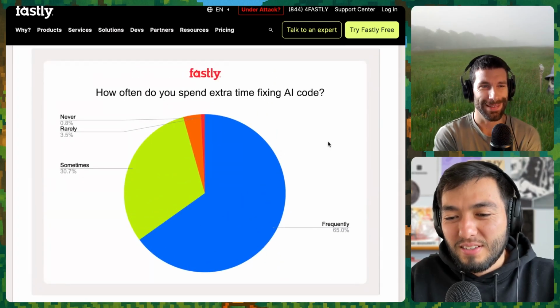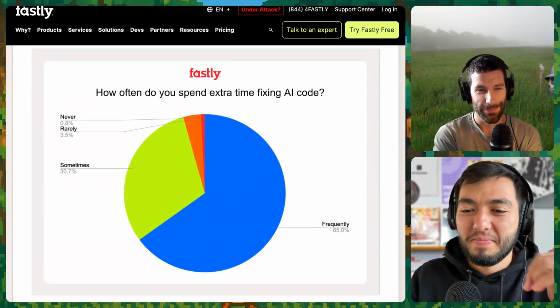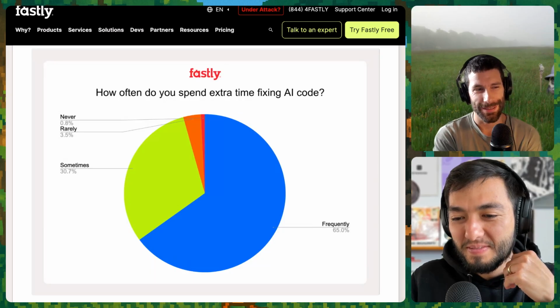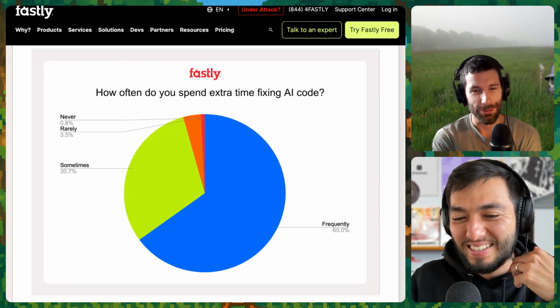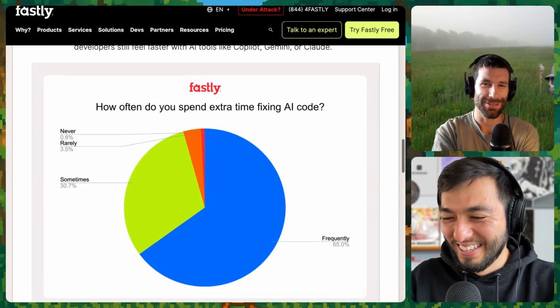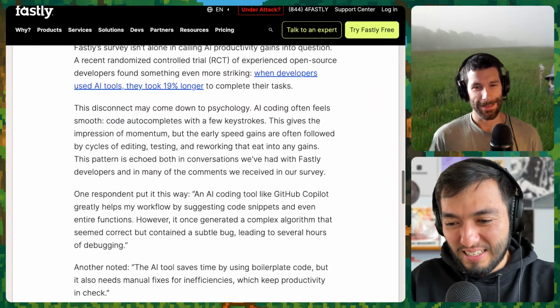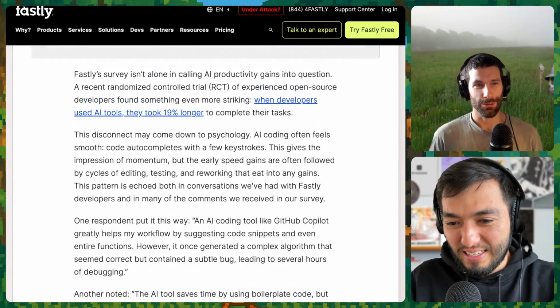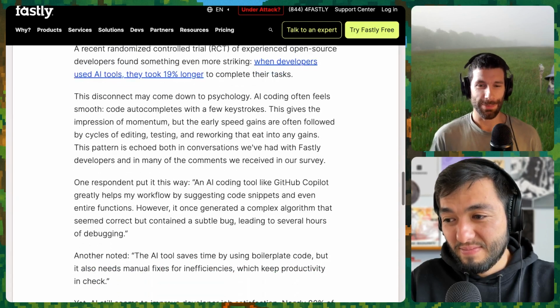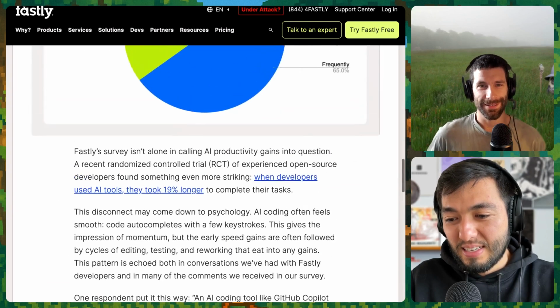This is an interesting graph that you're showing now. How often do you spend extra time fixing AI code? 65% says frequently. 0.8% says never. They're the liars. This is my experience as well. But I think there is this trade-off, because generating this AI code goes super quickly, but then you also spend some time fixing it. Yeah, for sure.